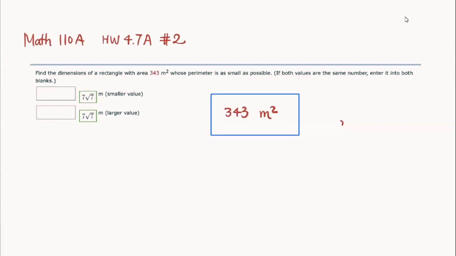And what else do we know? I think that's the only one we know. What are we trying to optimize? We're trying to optimize the perimeter. Okay, so we try to make it as small as possible.